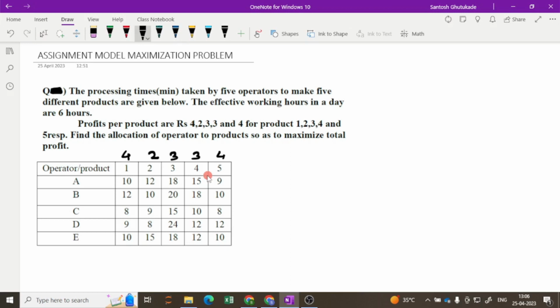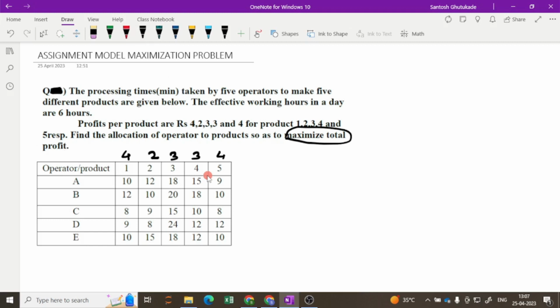The matrix is given as the time required to complete the operation, the processing time in minutes taken by 5 operators. So the matrix is a time matrix, but we have to maximize the total profit. In the problem the matrix is given as a time matrix and the final answer they want is in profit. So first we have to convert this time matrix into the profit matrix. How we will convert, we will see here.